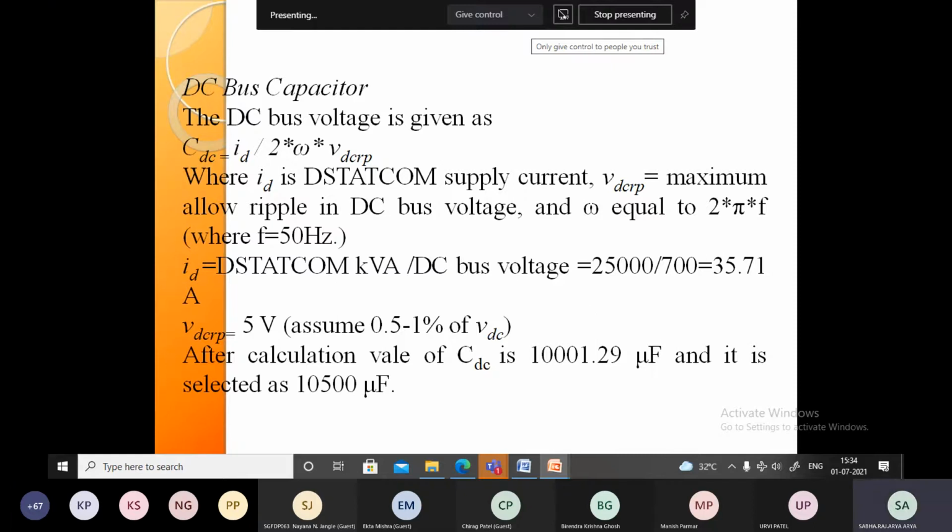For the DC bus capacitor, by this formula also we can design: C_DC equal to I_D divided by 2 omega V_DC ripple. By this formula also we can design the DC bus capacitor.